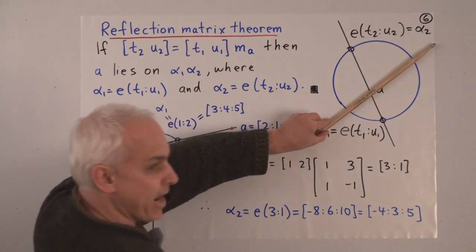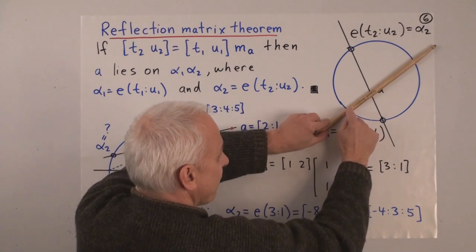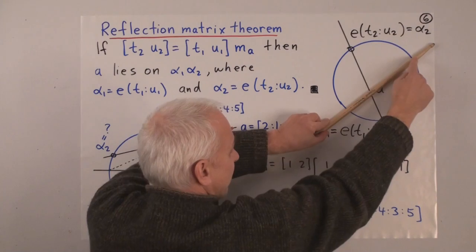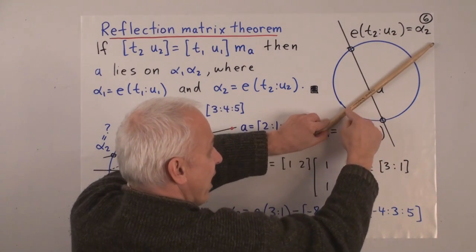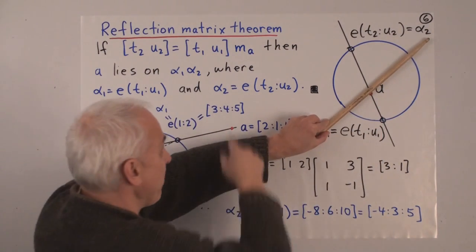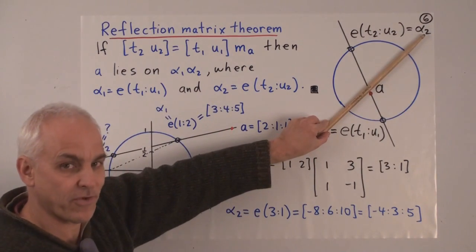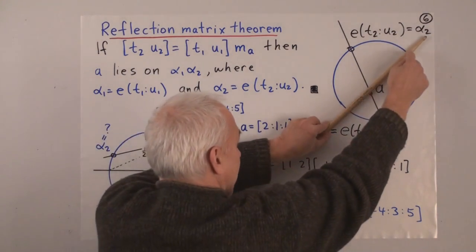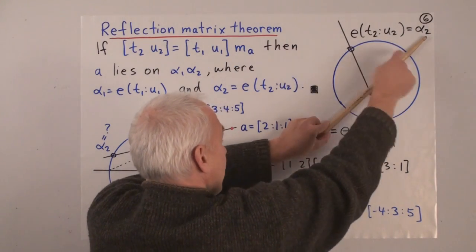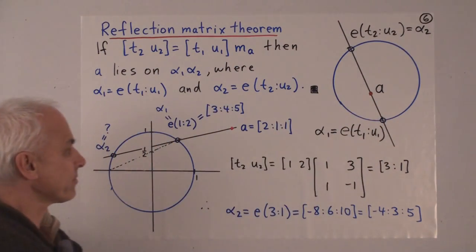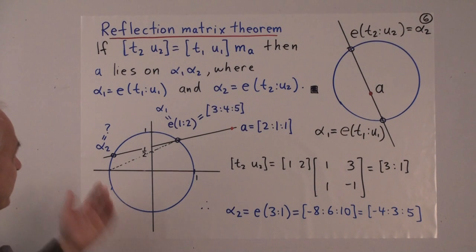So if we choose another line through A, we get another alpha 1, another alpha 2. And then if we multiply this alpha 1's projective coordinates by M sub A, we would get the projective coordinates for alpha 2. And conversely, if we multiply these projective coordinates by M sub A, we would get this one here. So here's an example.